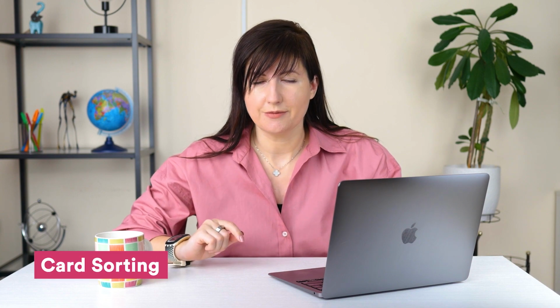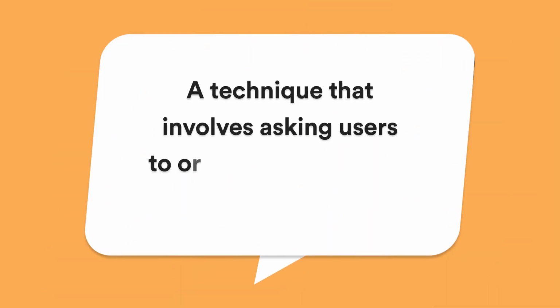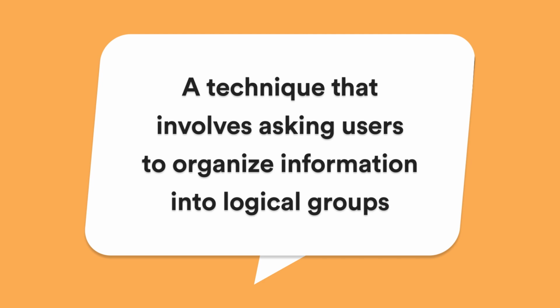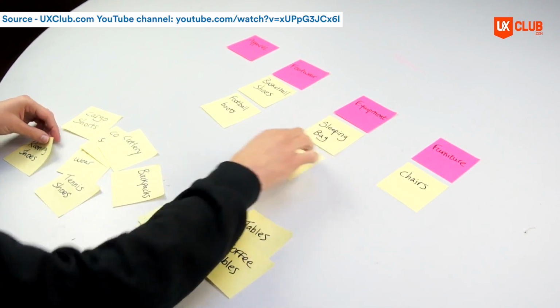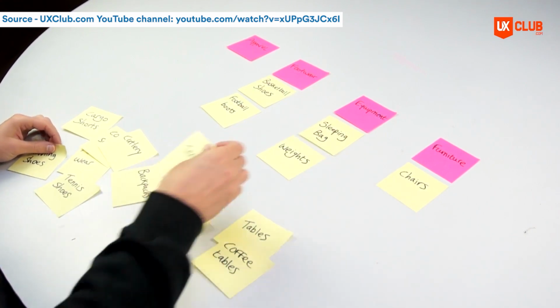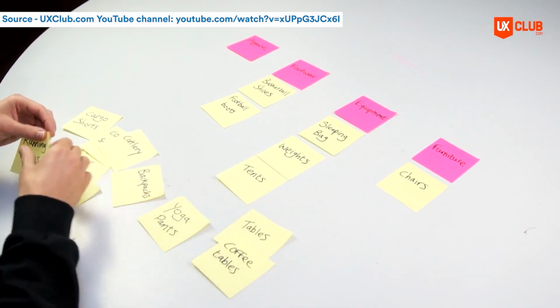It's card sorting. Card sorting is a technique that involves asking users to organize information into logical groups. The process looks like this. Users receive a series of labeled cards. Their task is to organize and sort them into groups that they think are appropriate. To conduct the card sorting, you can use actual cards, pieces of paper, or one of several online card sorting software tools. Card sorting is an effective technique that helps design workflows, menu structures, or website navigation paths.